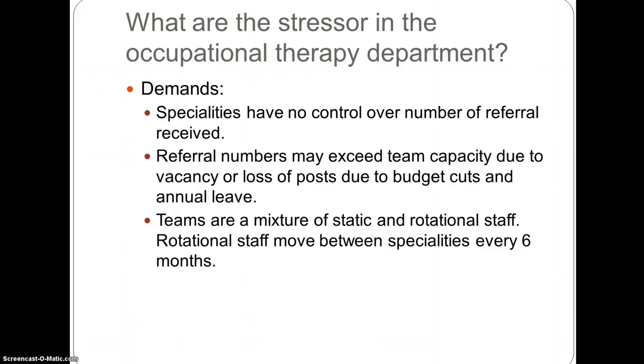So what could possibly be the stresses in the occupational therapy department? Well, demand could be a huge one. The speciality teams have no control over the number of referrals received. The number of referrals may well exceed the team capacity due to vacancy or loss of post due to budget cuts and general annual leave. And also teams are a mixture of static and rotational staff. And rotational staff move between the specialities every 6 months.